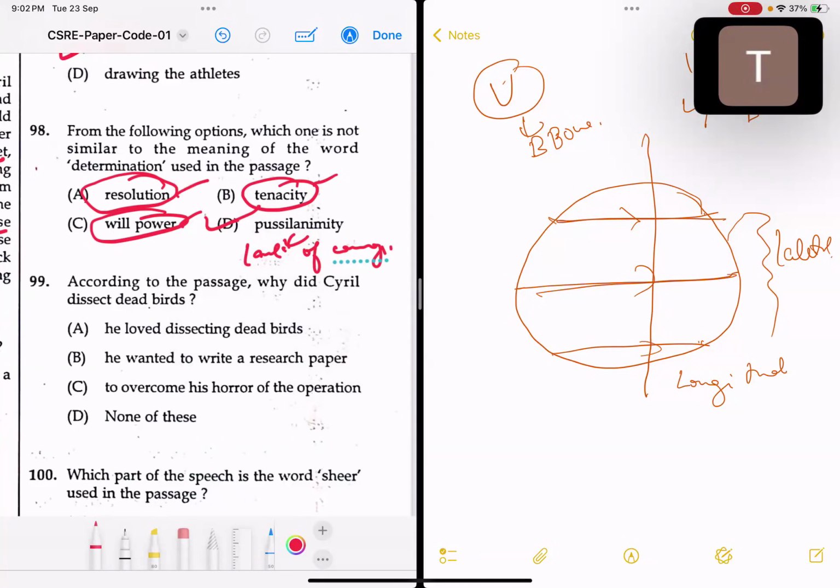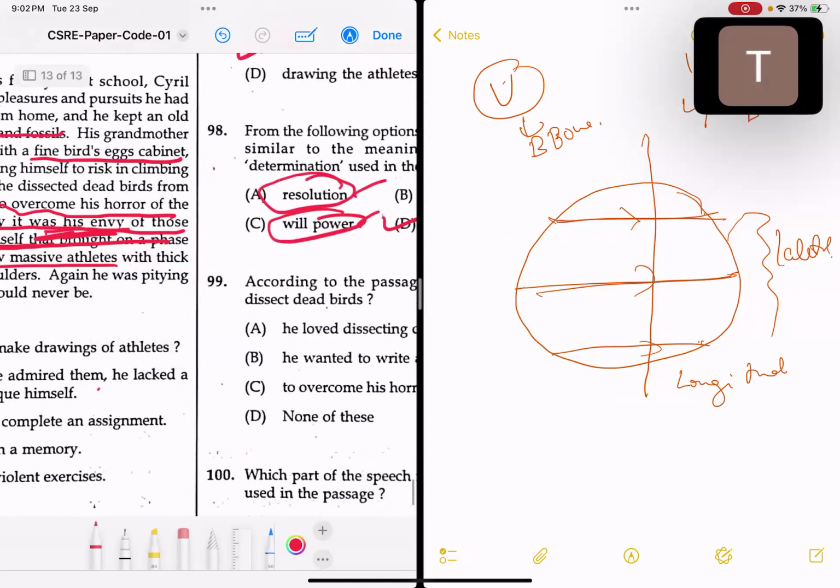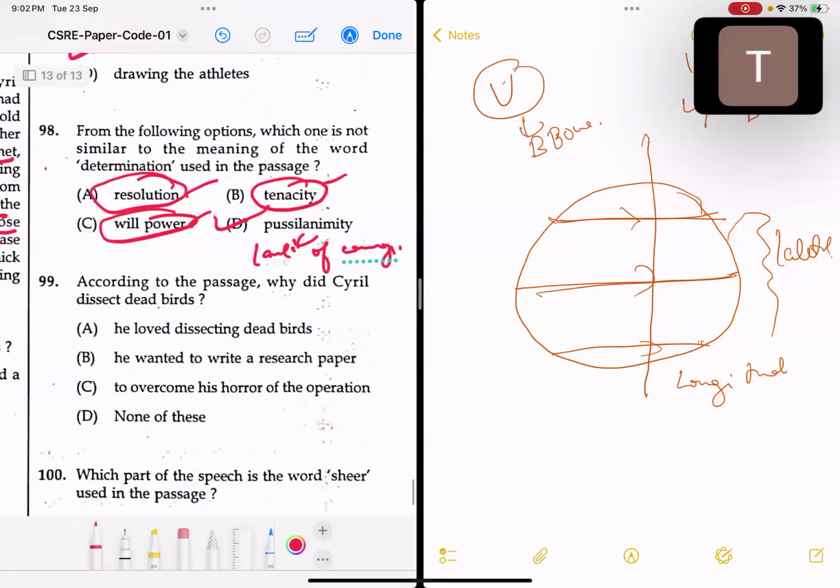Question number 99. According to the passage, why did Cyril dissect dead birds? Here it says that it was to overcome his horror of the operation. So the correct option should be C, to overcome his horror of operation.